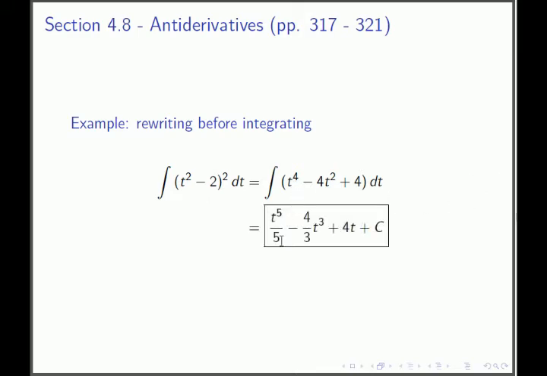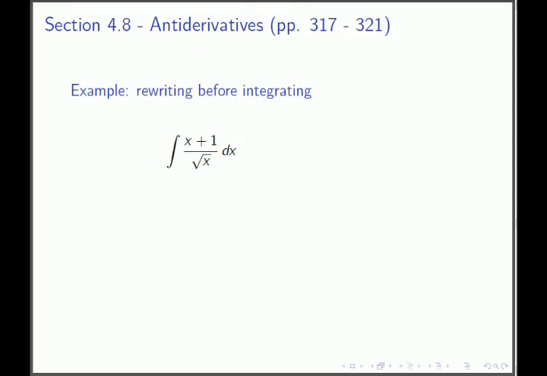We're going to use the power rule on each term. So we bump the exponent up by 1 to 5 and then divide by 5. We bump this exponent up by 1 to 3 and divide by 3. And this is 4 times t to the 0, so we bump that 0 up to 1, so t to the 1 now, divided by 1.